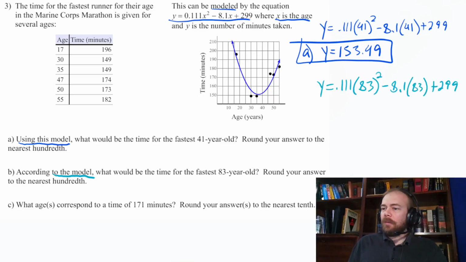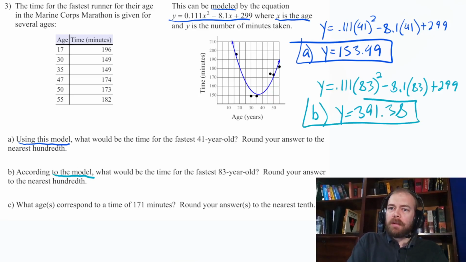Let's see what that is. We literally just type it in again: 0.111 times 83 squared minus 8.1 times 83 plus 299. And I get 391, nearest hundredth again, so 391.379. That would round up, so 391.38. And that's it for part B.